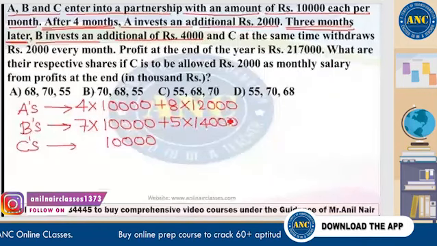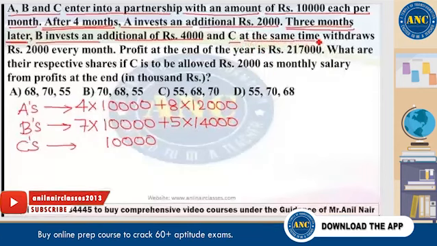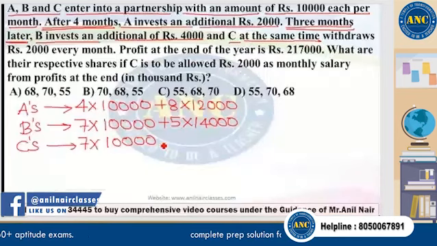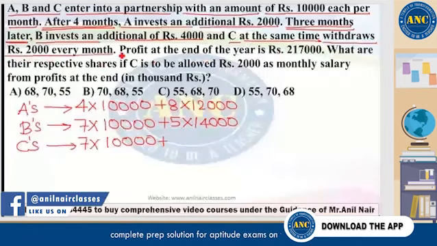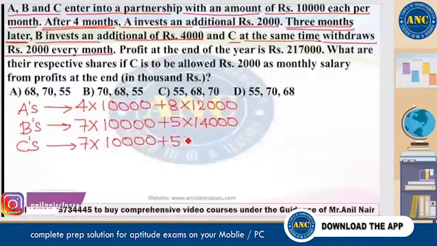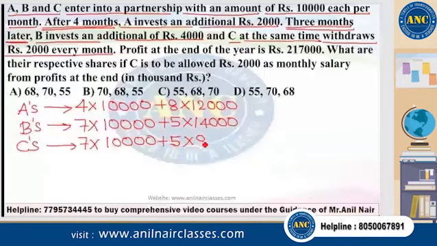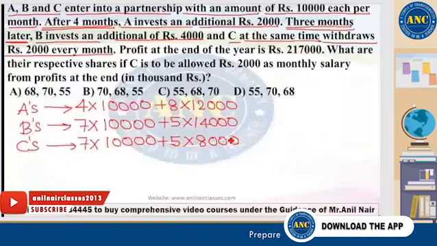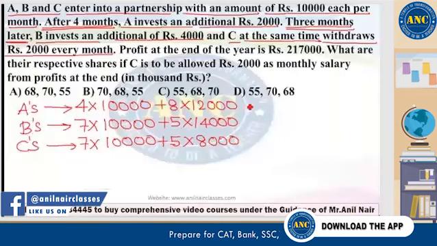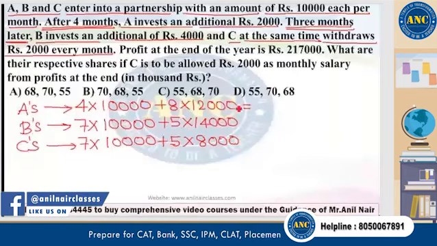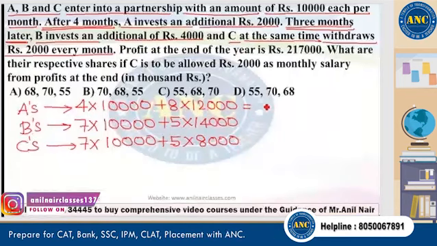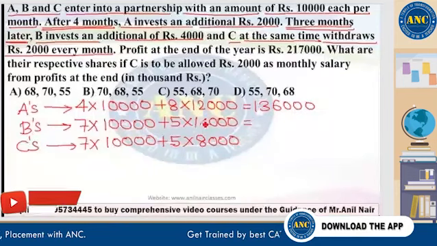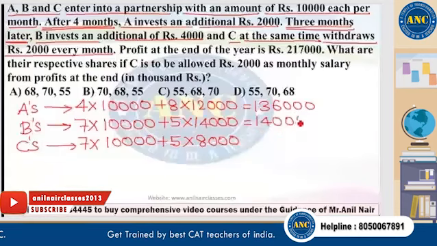It is 14,000. And C, at the same time, that is after 7 months, withdraws 2,000 every month. That means for the first 7 months 10,000, and for the remaining 5 months he will withdraw 2,000. He will only pay 8,000 for the last 5 months. Now this is A, B and C's investment. If I find the investment ratio, 40,000 plus 96,000 is 1,36,000. 70,000 plus 70,000 is 1,40,000.